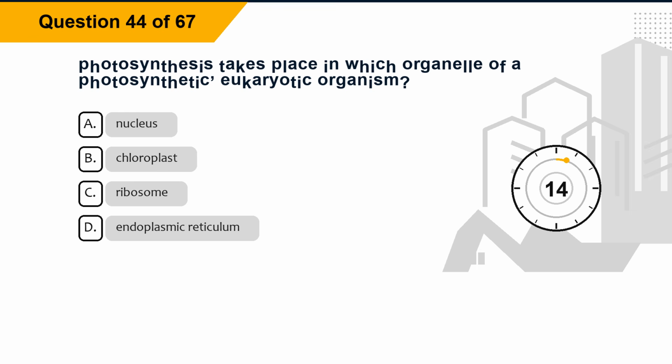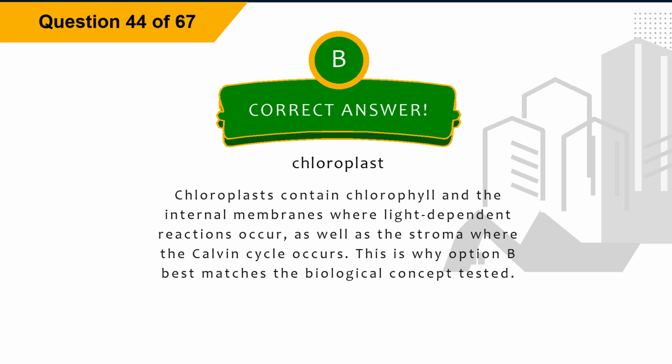Question 44. Photosynthesis takes place in which organelle of a photosynthetic, eukaryotic organism? Option A. Nucleus. Option B. Chloroplast. Option C. Ribosome. Option D. Endoplasmic reticulum. The correct answer is option B.